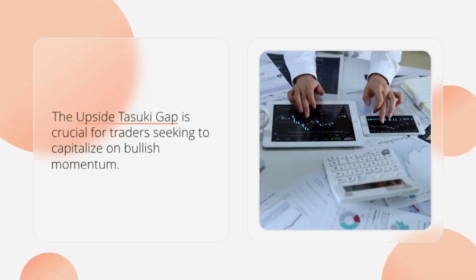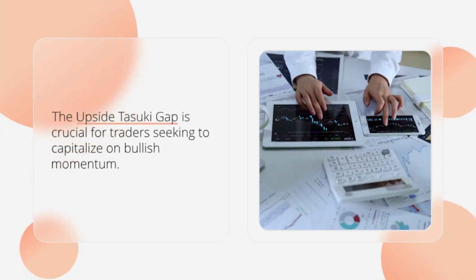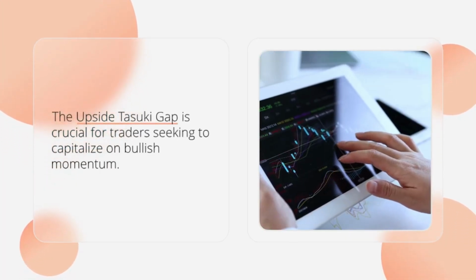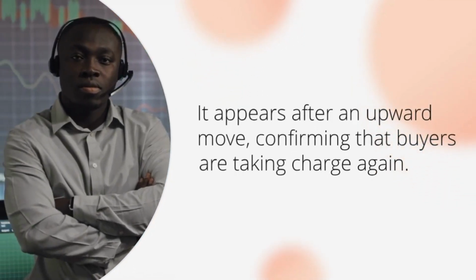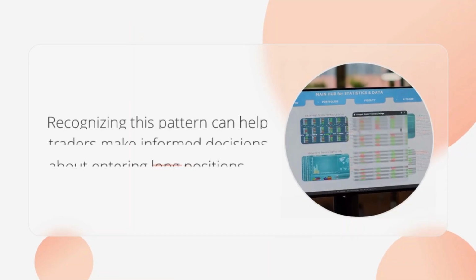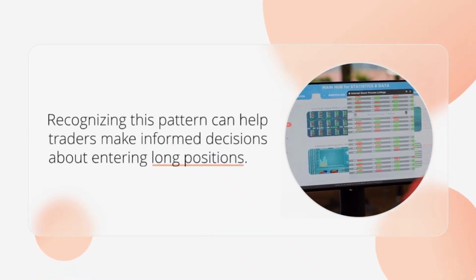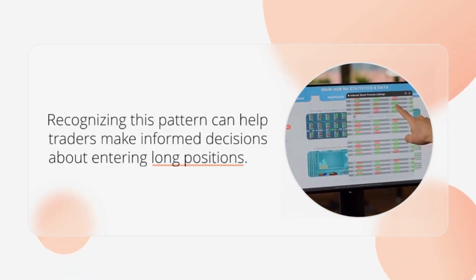The upside Tasuki gap is crucial for traders seeking to capitalize on bullish momentum. It appears after an upward move, confirming that buyers are taking charge again. Recognizing this pattern can help traders make informed decisions about entering long positions.